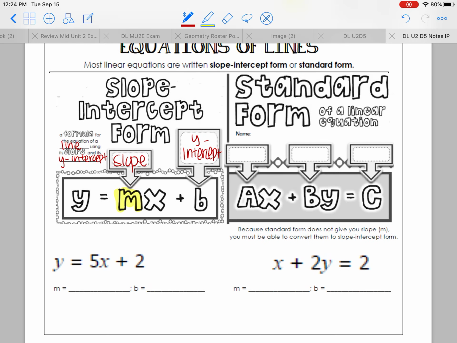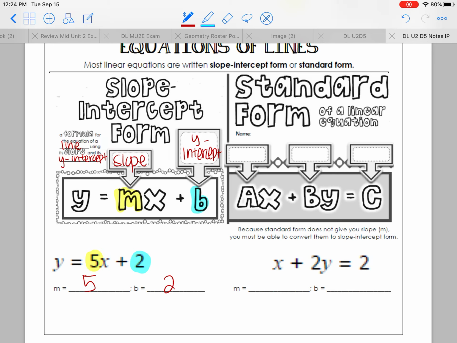If you look at this one, y equals 5x plus 2, our slope is the coefficient of x, which is 5. Not 5x, it's just 5, the coefficient of x. And our b, our y-intercept, is 2. This is our favorite form, because it's very easy for us to graph it, to identify the slope and then identify the y-intercept.